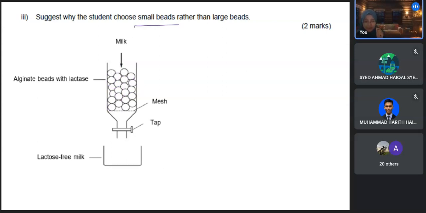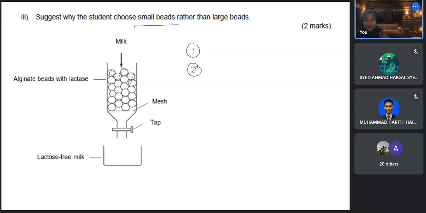Why? Because for the first point, the smaller beads provide a larger surface area. With a larger surface area, you can attach more enzyme to the beads. So when you attach more enzyme, because it provides larger surface area, therefore the rate of reaction is higher.